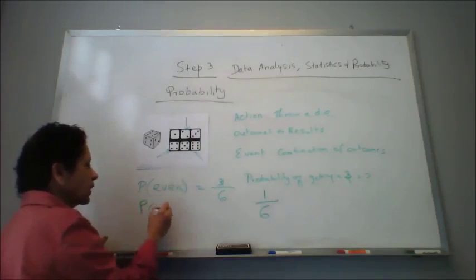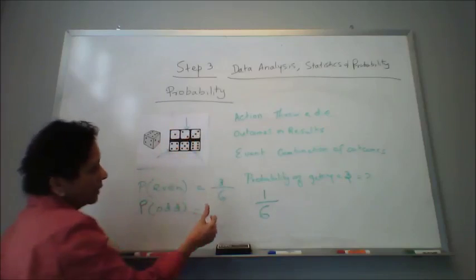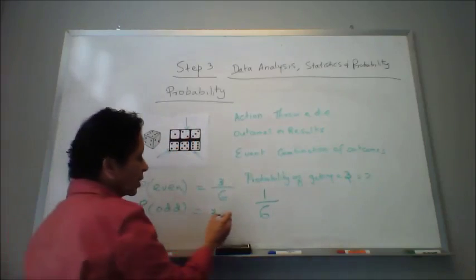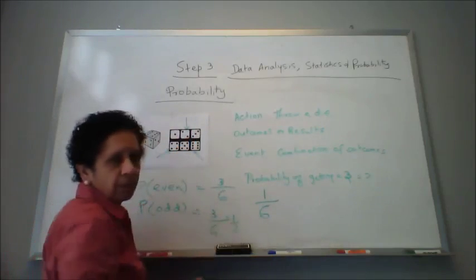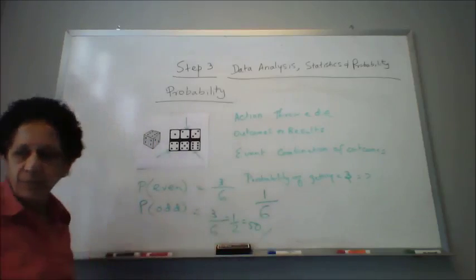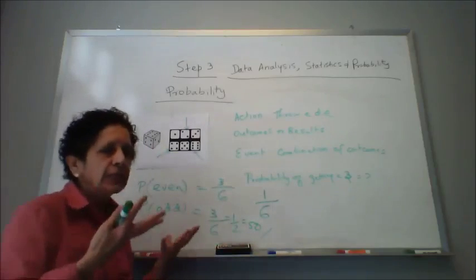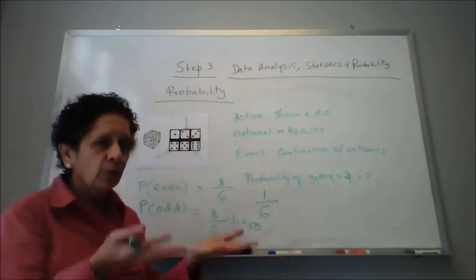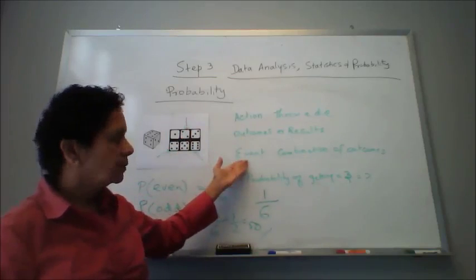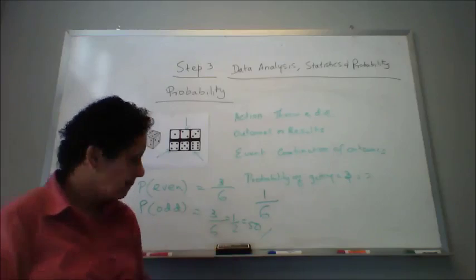Similarly, if I ask you, hey, what is the likelihood that I'm going to get an odd number? So that's either 1, 3, or 5. You will again say that is 3 out of 6, okay? So then you normally reduce it to the lowest term, 1/2, or you can also say that it's 50%, okay? So that's all the basics of probability you need to know. When you do an action, you are going to get an outcome or result. And then the event is the combination of outcomes, and then the probability means a likelihood, okay?